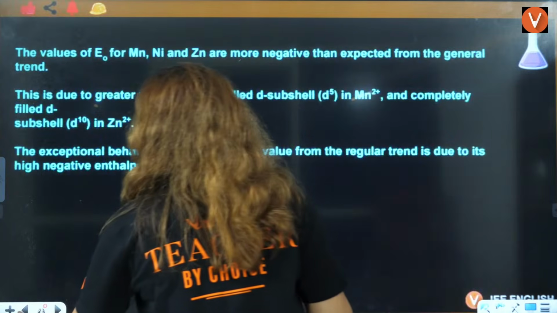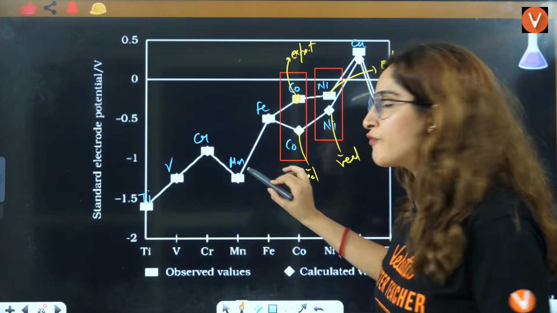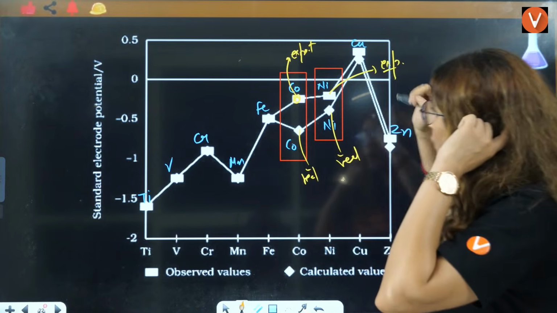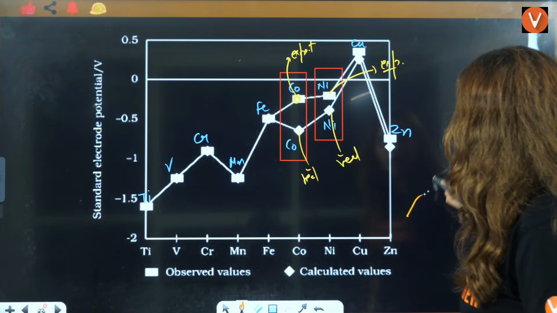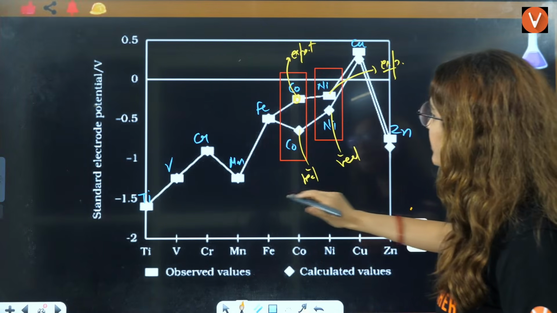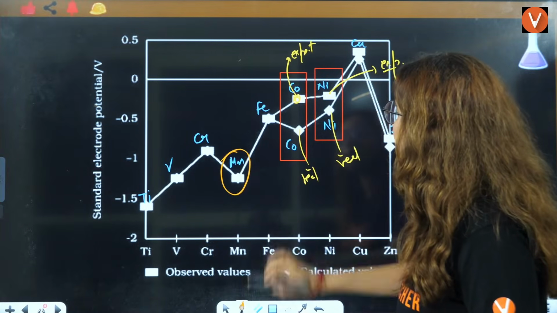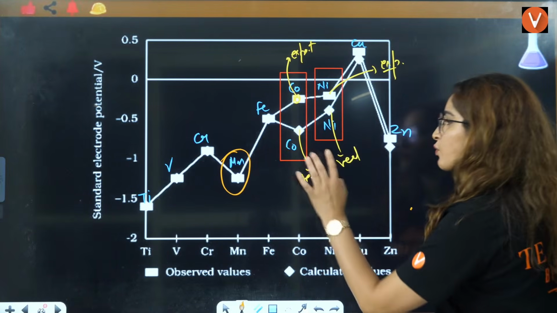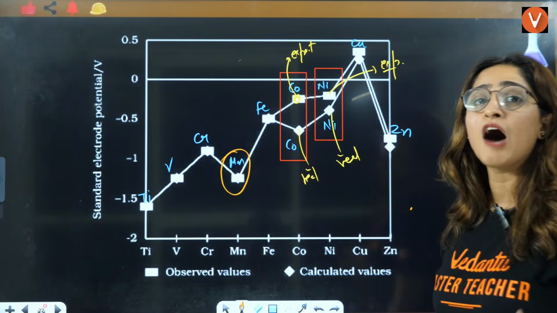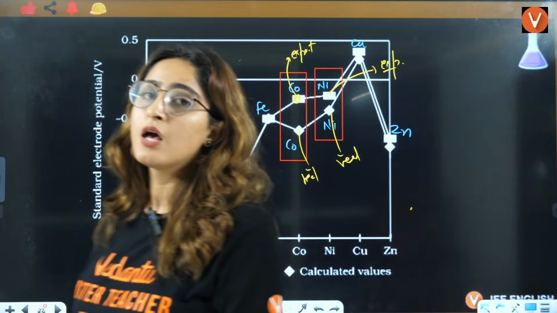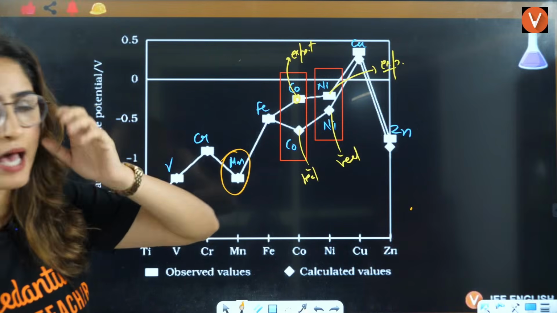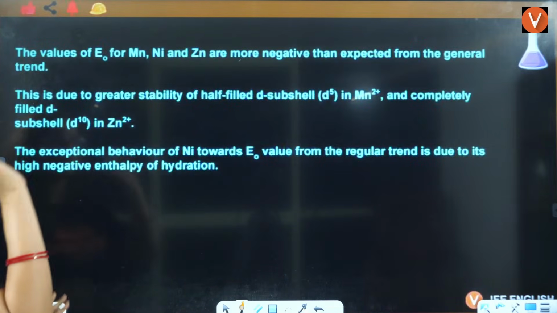Here we are going to talk about one more thing. See, for manganese, it was also expected that it is going to go down. But the question is, if it is expected to go up, why is it going down in manganese, cobalt and nickel? For manganese, it was expected because of its half-filled stable configuration. But for cobalt and nickel, it is questionable why this is happening. So all these three questions we will answer here.